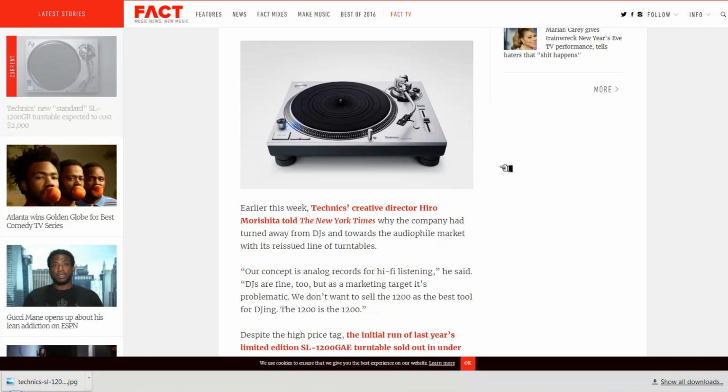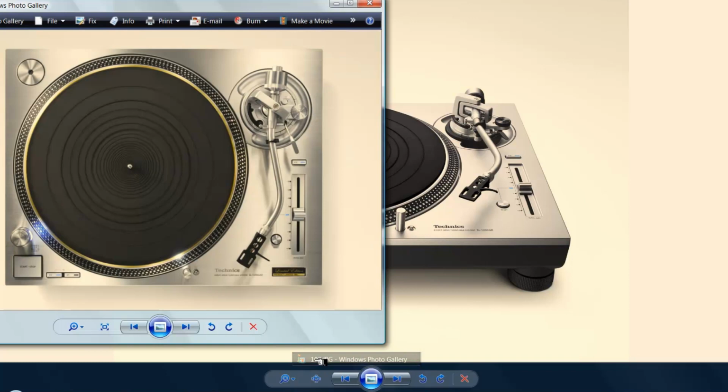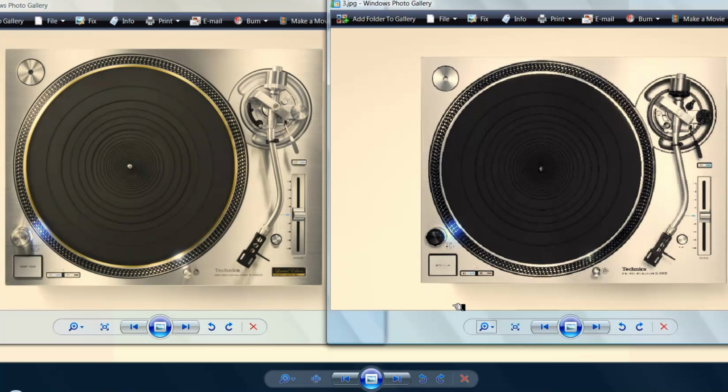So, I'm gonna show you this. What's this? You see the difference: this is an SL-1200 MK2, and this is a limited version. Well, no, this is the GR. This is the GR, and this is the limited edition, the one that was sold for $4,000, and this one is sold for $2,000. It's 7 kilos lighter.